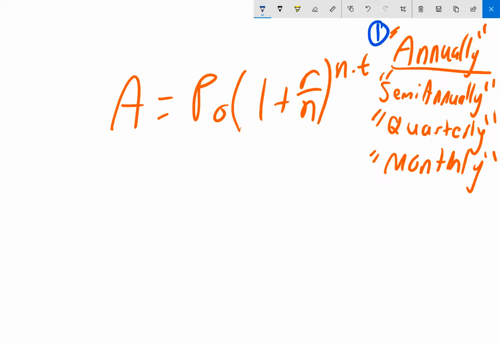Where if it's compounded semi-annually, that would be twice a year. If it's compounded quarterly, that's 4 times a year because there are 4 quarters in a year. And if it's compounded monthly, that would be 12 times in a year. And that's the N value. The N value is how many times it's compounded.